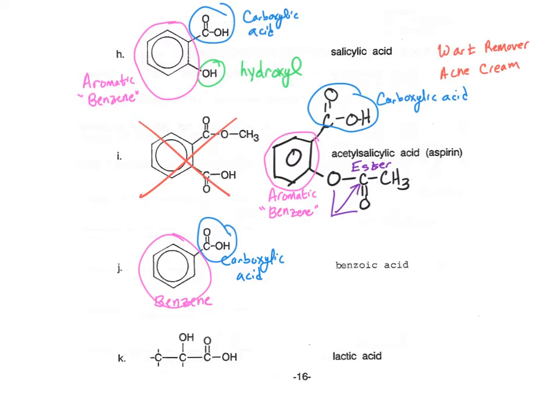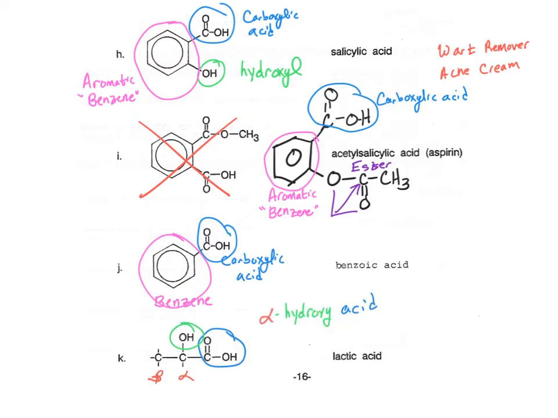It's a little bit different. And the last one in our list here, letter K, is lactic acid. It has a carboxylic acid and a hydroxyl group. So we see it's both an alcohol and an acid, and you may have heard of the term alpha hydroxy acid. Well, this is an example of an alpha hydroxy acid. The alpha means that it's next door to the carboxylic acid. So we have a hydroxy group next to a carboxylic acid.